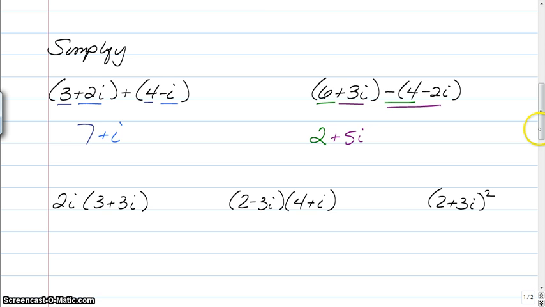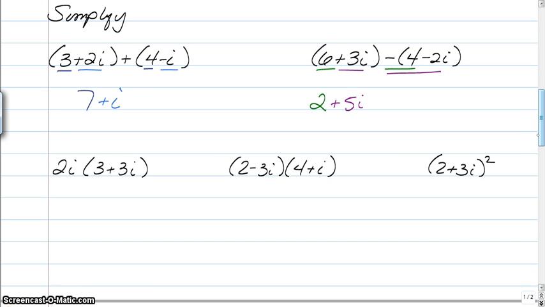When you get to multiplying, however, we have a little trick that's going to happen. Now, this is just distributing, so you're going to get 2i times 3, which is 6i. And then you're going to get 2i times 3i, which is 6i squared.